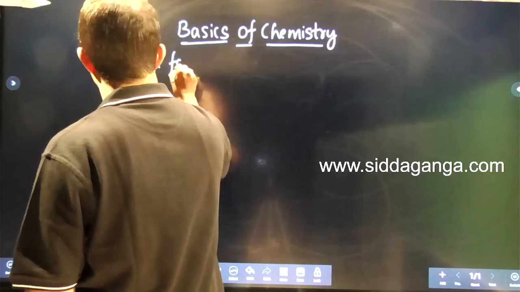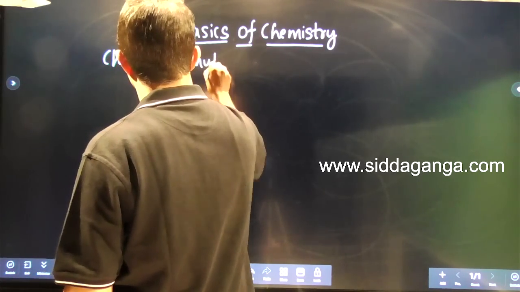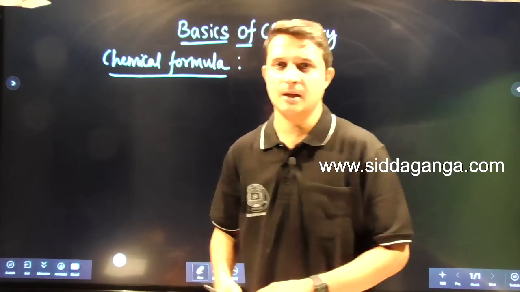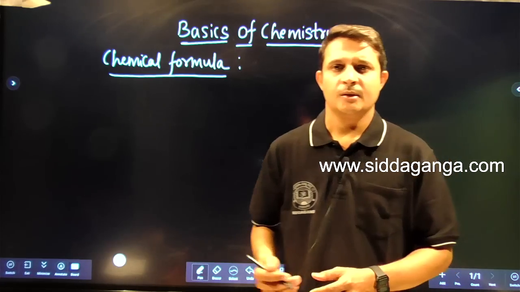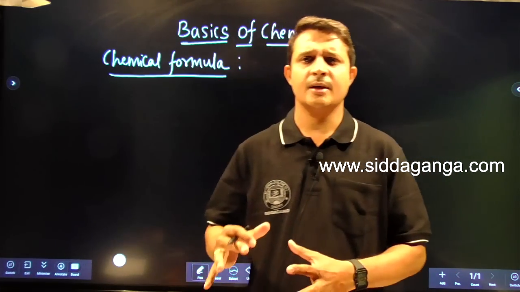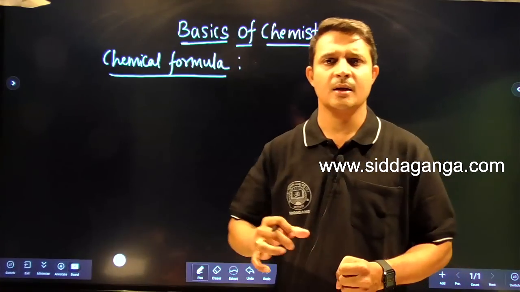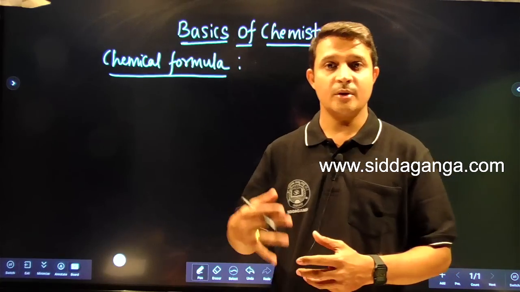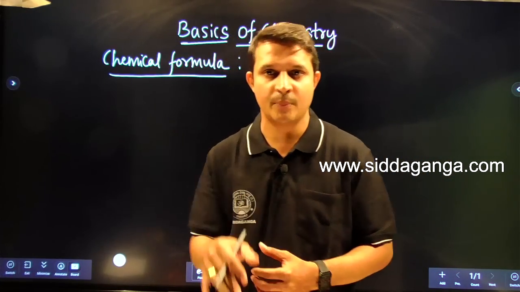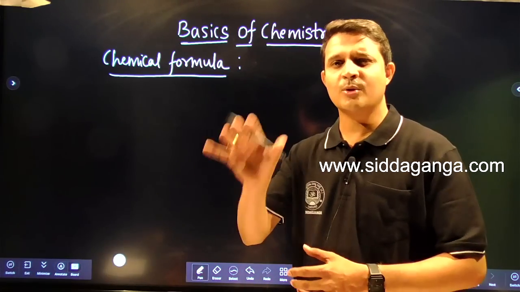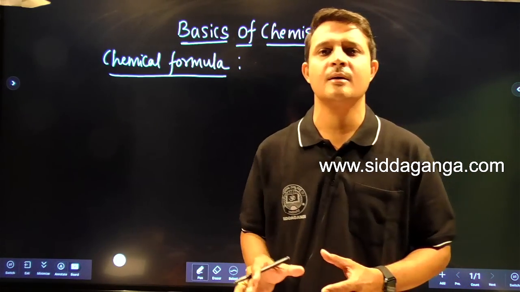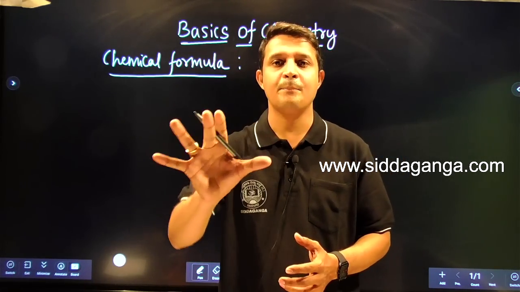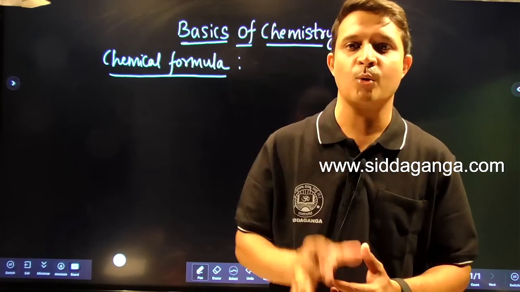Chemical formula. So in chemistry we have studied various kinds of chemical compounds, their properties, their structure. So in order to understand those properties and structure, we have to represent them. That is the basic of the chemical compounds. So we have to represent the compound given to us.